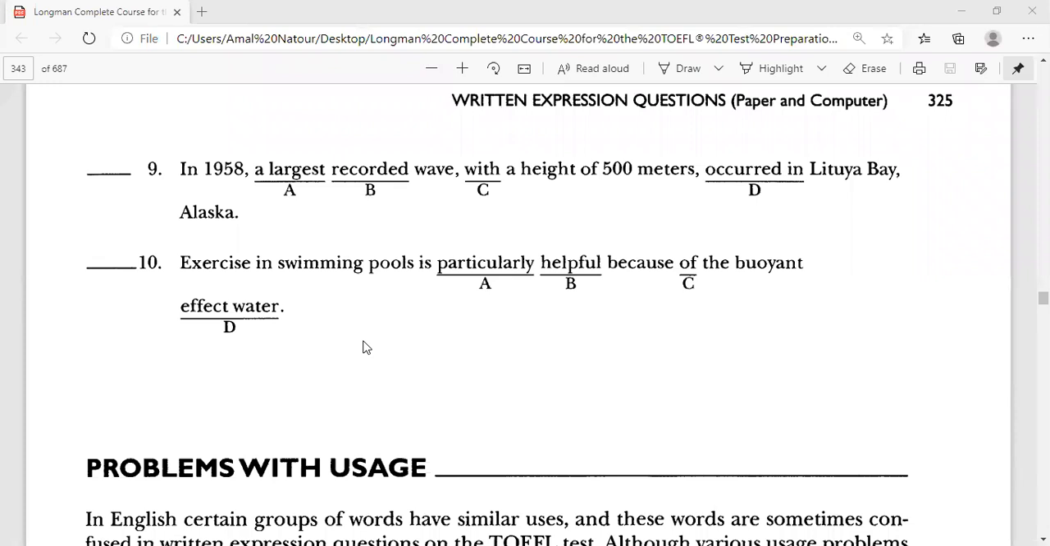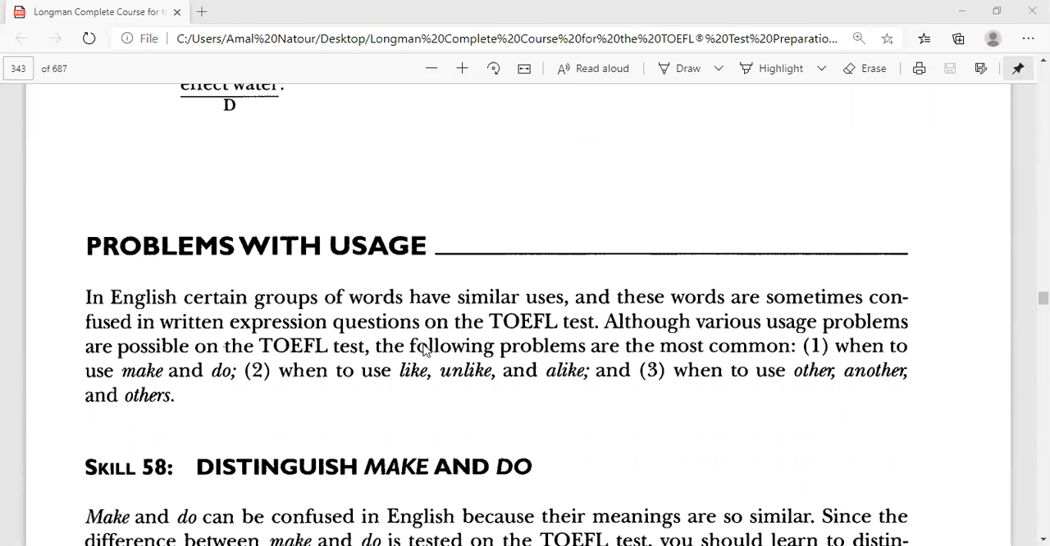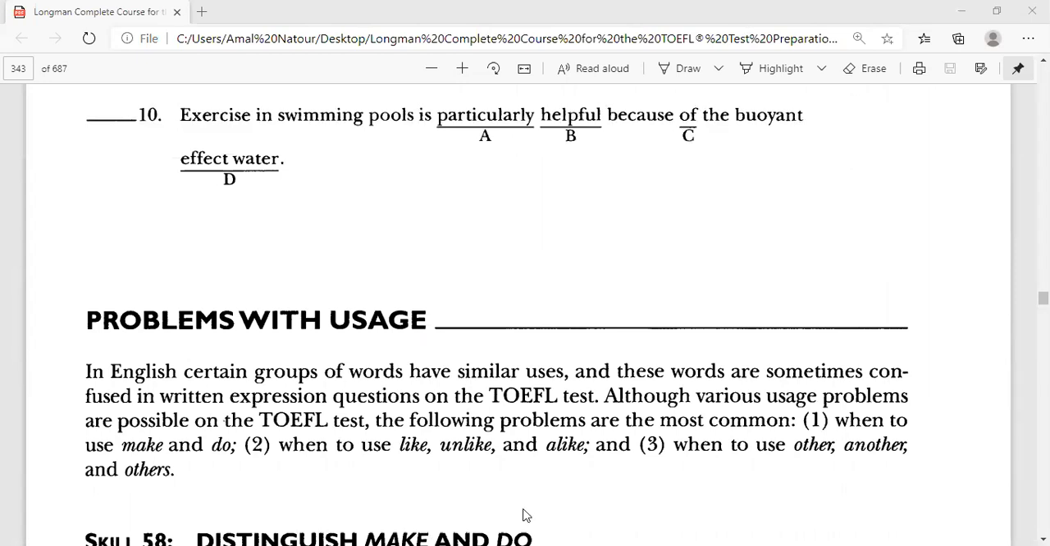Today we are going to talk about problems with usage. The first problem that many TOEFL students confront is the usage of some verbs like make, do, like, unlike, alike, other, another, and others. First of all, we're going to discuss make and do. We have to distinguish between make and do. Make and do can be confusing because their meanings are so similar.